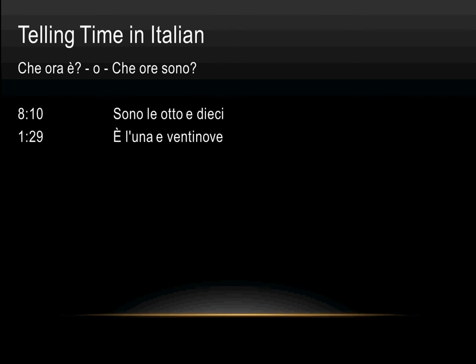È l'1:29. Okay, it's still è l'una because it's still only 1 hour. So we have è, third person singular of the verb essere. L'una, l' because it's singular and begins with a vowel. Then we have the word e and 29, the number to represent the minutes without any article at all. So è l'1:29. Handled the same way as sono le 8:10.